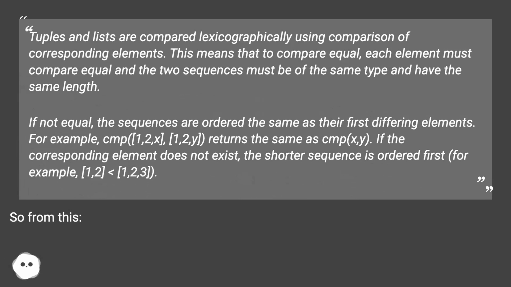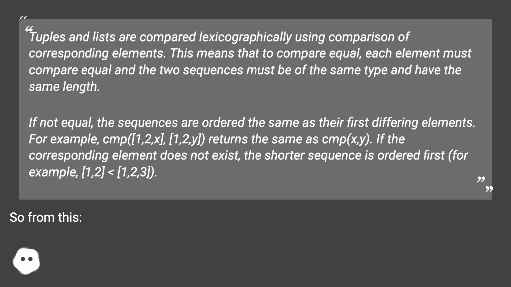This means that to compare equal, each element must compare equal and the two sequences must be of the same type and have the same length. If not equal, the sequences are ordered the same as their first differing elements. For example, cmp(1, 2, x) and (1, 2, y) returns the same as cmp(x, y). If the corresponding element does not exist, the shorter sequence is ordered first, for example, (1, 2) < (1, 2, 3).